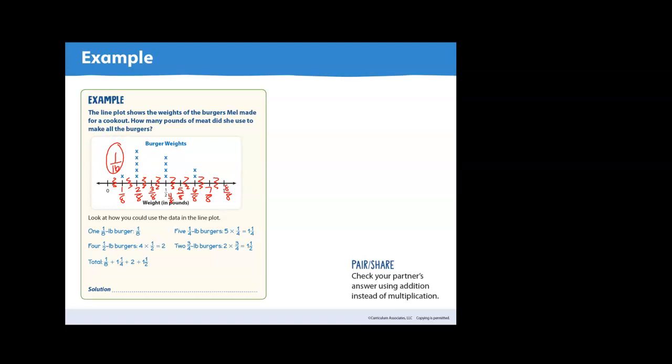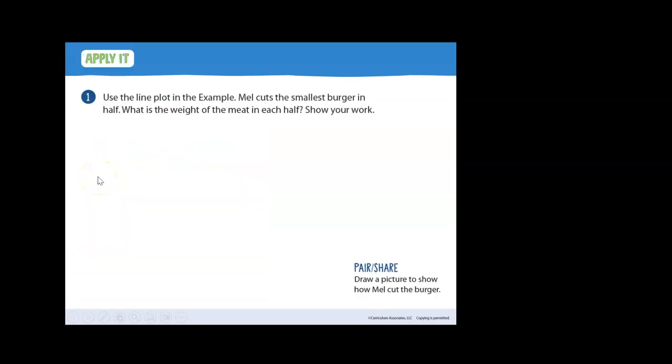So on the next page, they're going to ask that question, and your answer should be 1/16. It says, use the line plot in the example. Mel cuts the smallest burger in half. What is the weight of the meat in each half? And each of those halves would be 1/16.